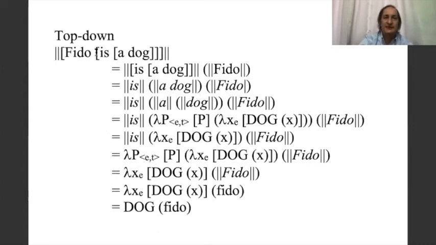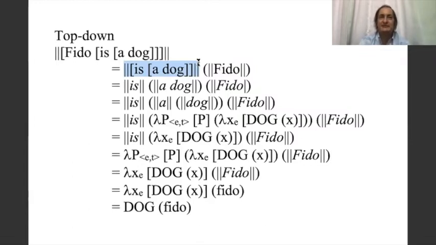So "Fido is a dog" has two pieces, "Fido" and "is a dog." Of the two, "is a dog" is the function, "Fido" is its argument, and so we split it up here. We take the translation of "is a dog" and apply it to the translation of "Fido." Now, we could go ahead and say that the translation of "Fido" is Fido. We're going to save that until the end. We're going to leave it just like this for a long time and work instead on the translation of "is a dog."